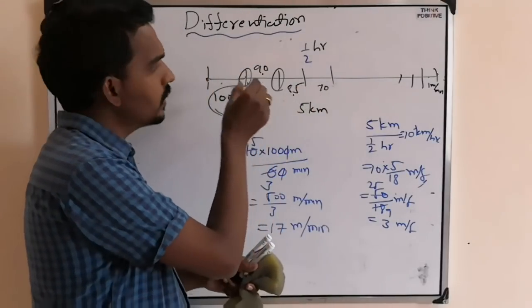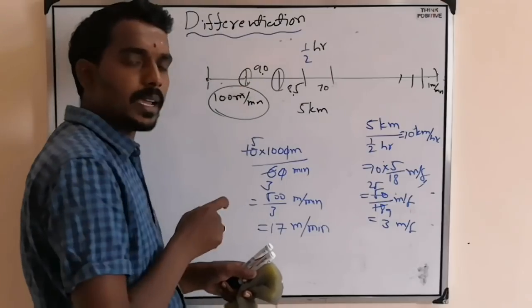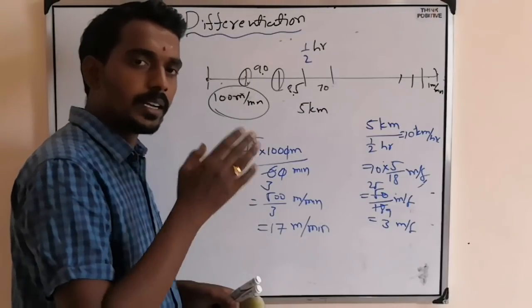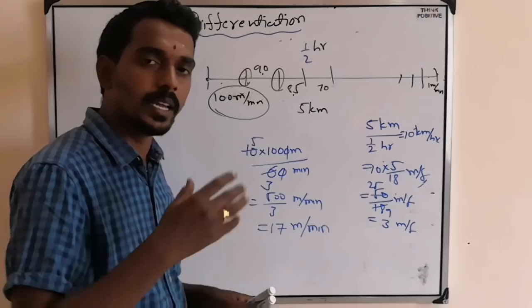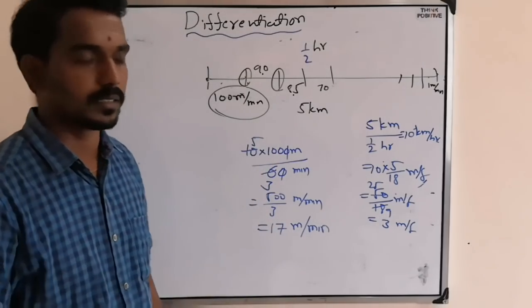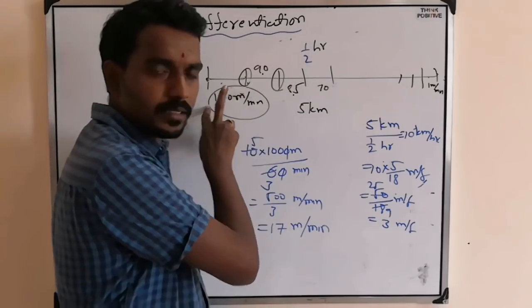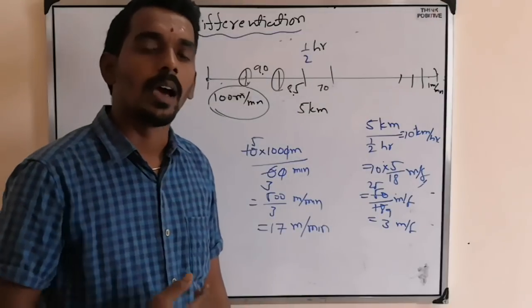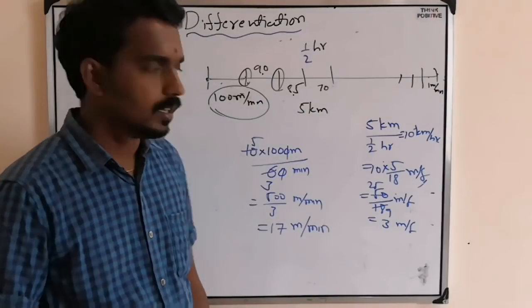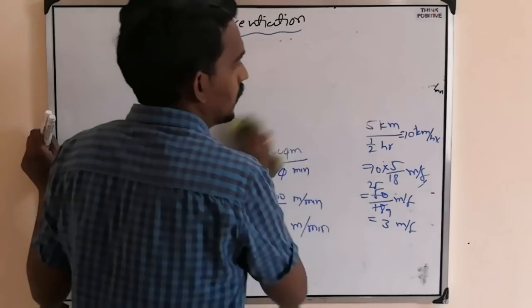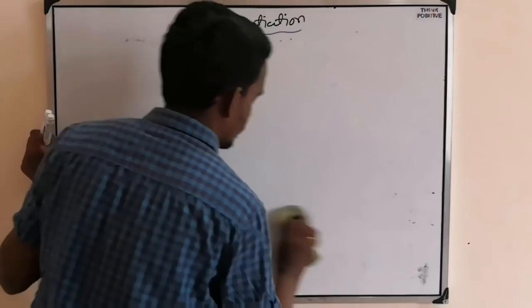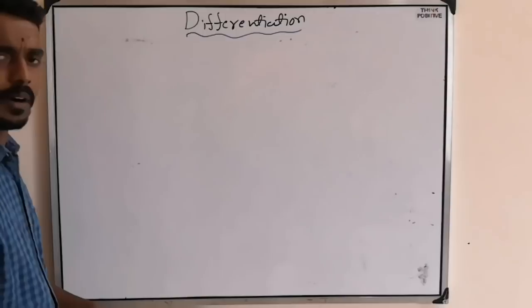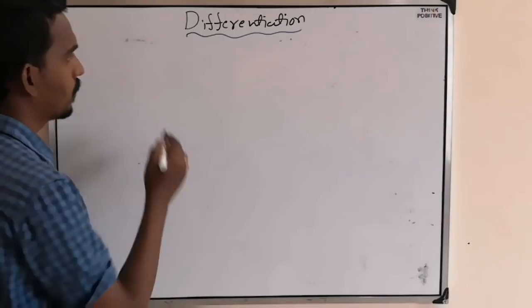So the change at one particular instant is called instantaneous. Between two instants, the change is called average. Right? So this is the meaning of differentiation. But the formula of differentiation is very simple.